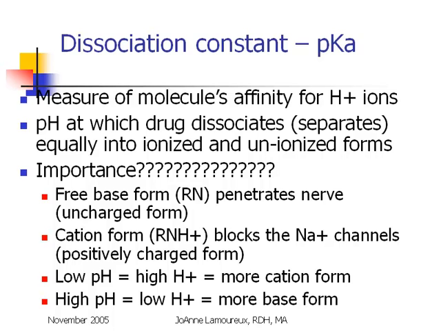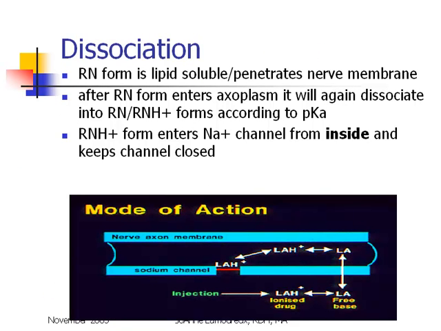So what you need to understand is that we need molecules in their free base form to get inside the nerve, but then we need those free base molecules to dissociate, pick up some hydrogen, develop into a cation form, and block up the sodium channels. This is a drawing that basically shows the words that I just spoke.